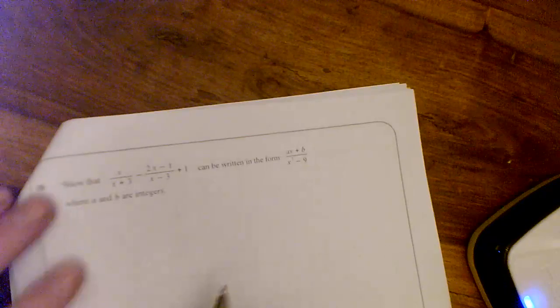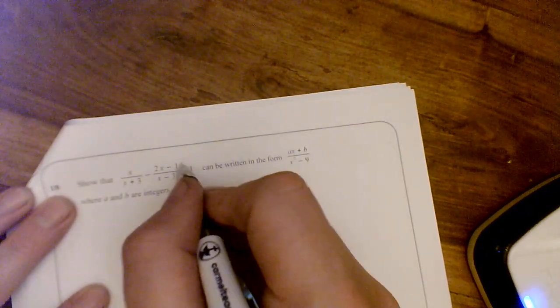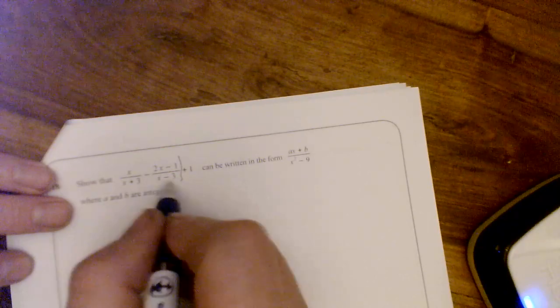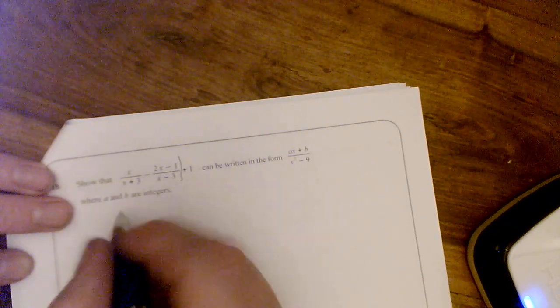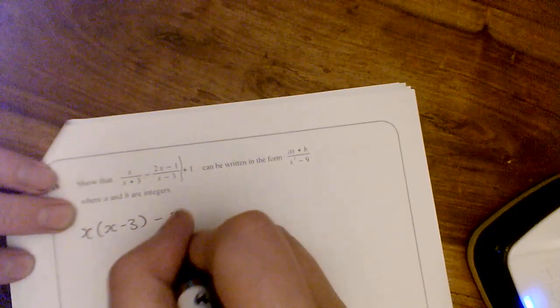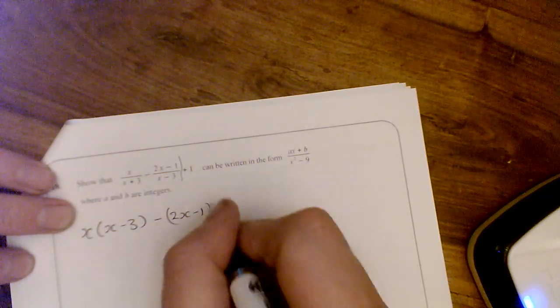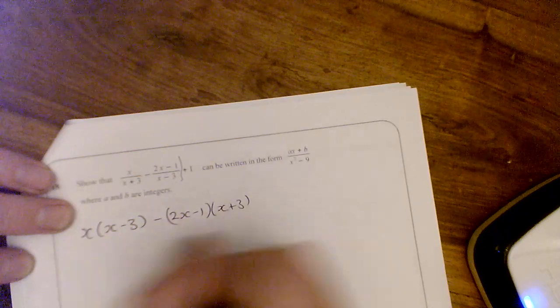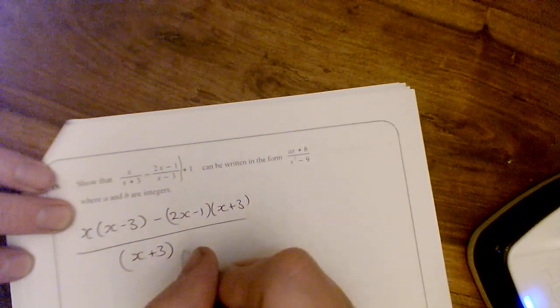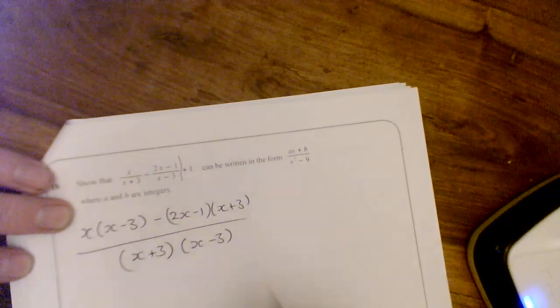Number 18, sorting out this mess. What I'm going to do is concentrate on that bit, and then I'll bring the plus 1 back in later on. To take away fractions, you've got to get the bottom the same, so that's basically just cross multiplying. So you've got x times (x minus 3), take away (2x minus 1) times (x plus 3), and that's going to be over (x plus 3) and (x minus 3), so you times them two together.